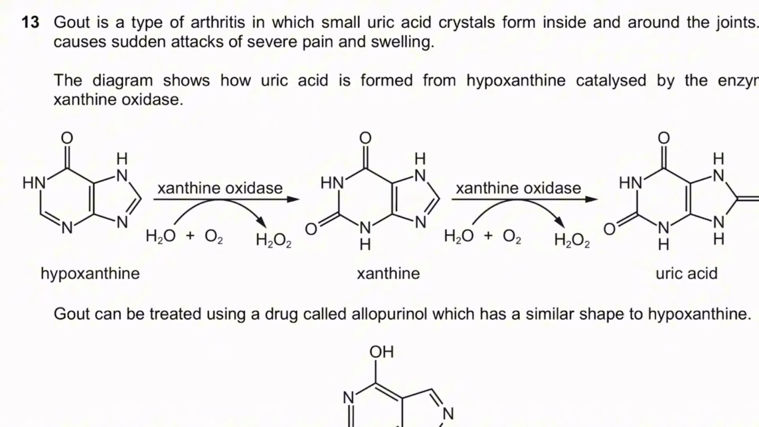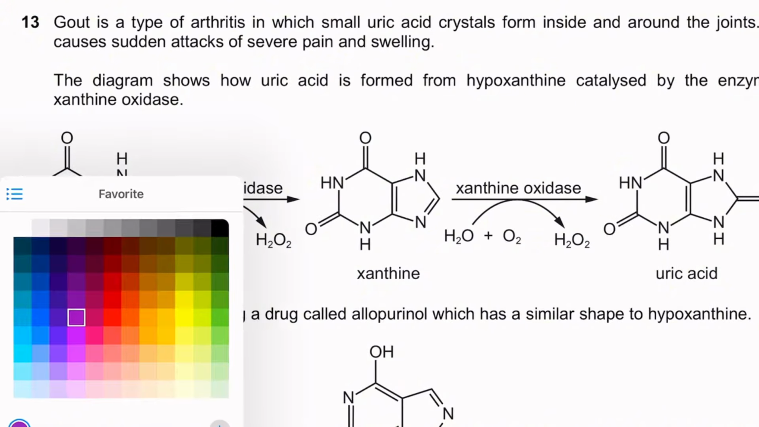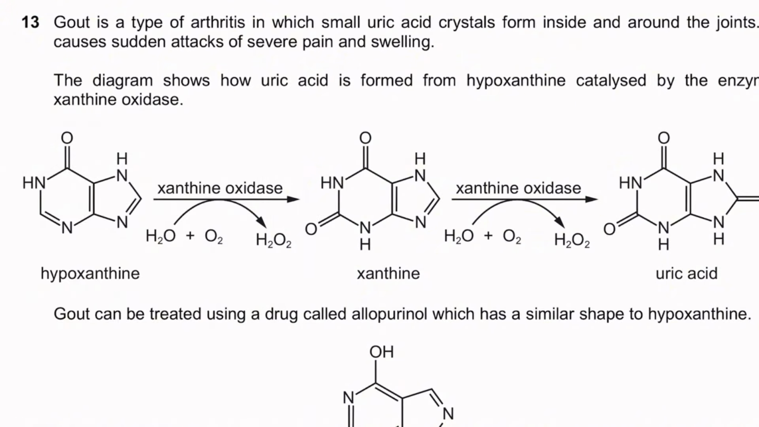Gout is a type of arthritis in which small uric acid crystals form inside and around the joints. It causes sudden attacks of severe pain and swelling, and the diagram shows how uric acid is formed from hypoxanthine catalyzed by the enzyme xanthine oxidase. So hypoxanthine is going to turn into xanthine and turn into uric acid, all by the actions of xanthine oxidase.